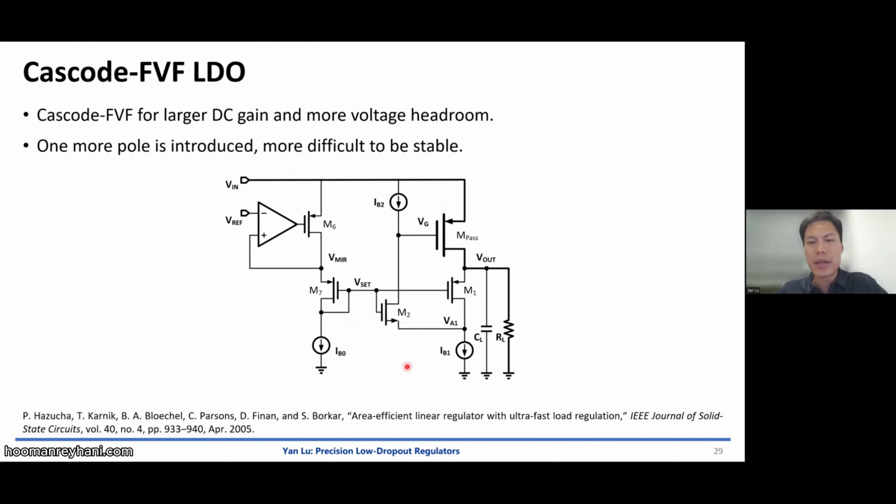For the Cascode FVF, we have a local feedback, although it's an open loop LDO, right? With Cascode FVF, we have one more pole compared to the conventional or basic FVF. It has one more pole and may be more difficult to stabilize. We can use Miller compensation. If we want to set the dominant pole at the gate, then we need a Miller compensation capacitor between the gate and output.